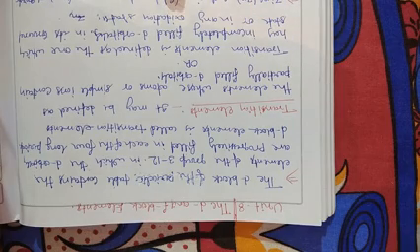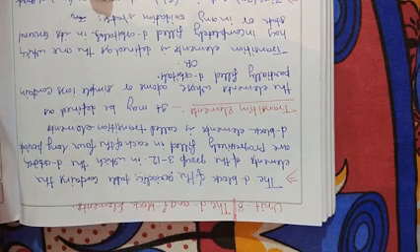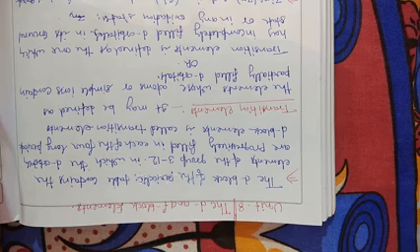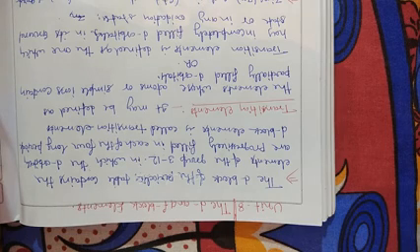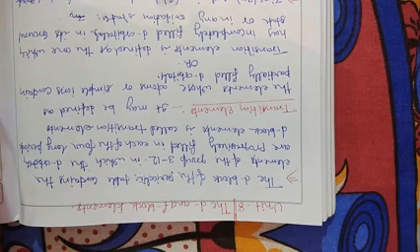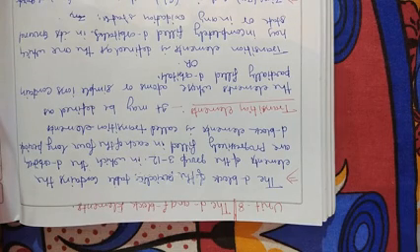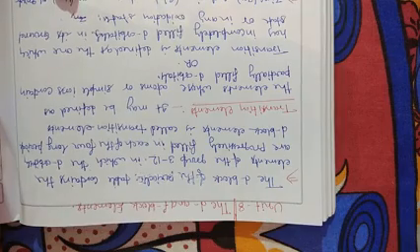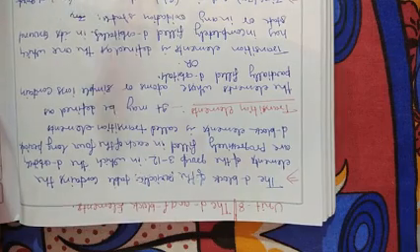Zinc, cadmium and mercury of group 12 have fully filled d10 configuration. So these are not transition elements. Why are these not transition elements? Because their d orbitals are fully filled. Zinc, cadmium and mercury, students. Okay.